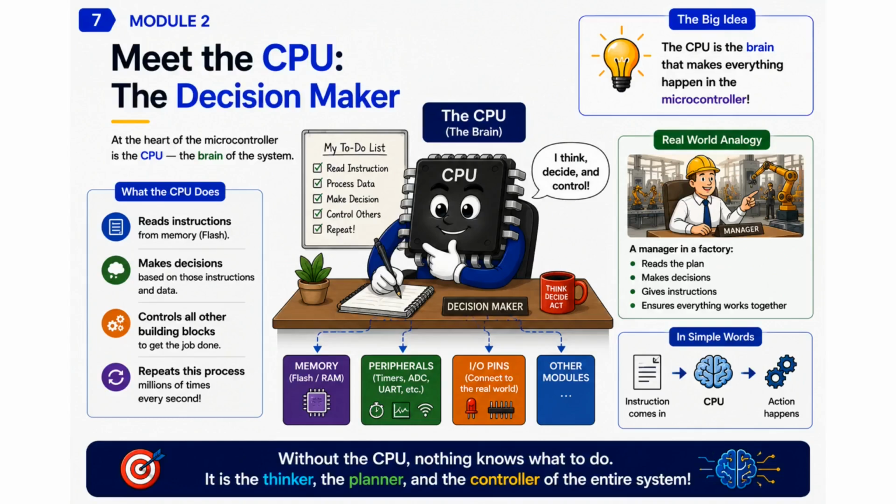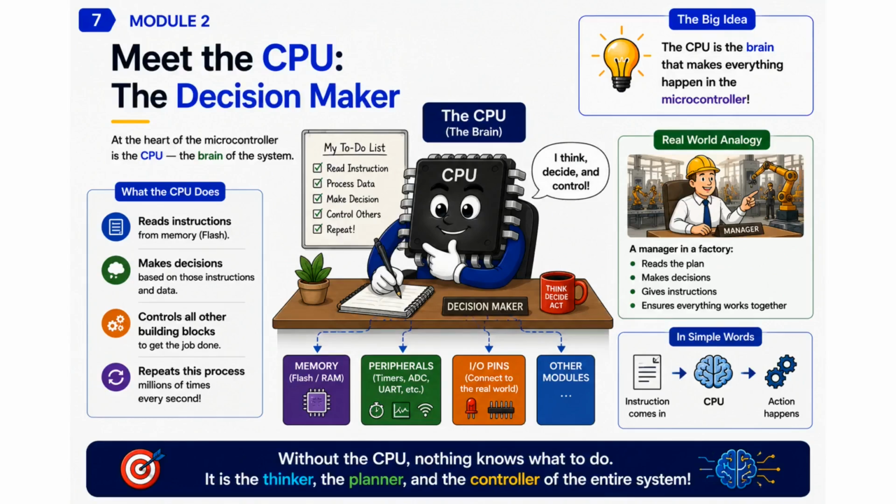You can think of the CPU as a factory manager. The manager reads the production plan, makes decisions, gives instructions to workers, and ensures that everything works together smoothly. The CPU does exactly the same thing. It reads the program, makes decisions, controls the different modules, and keeps the entire system running.